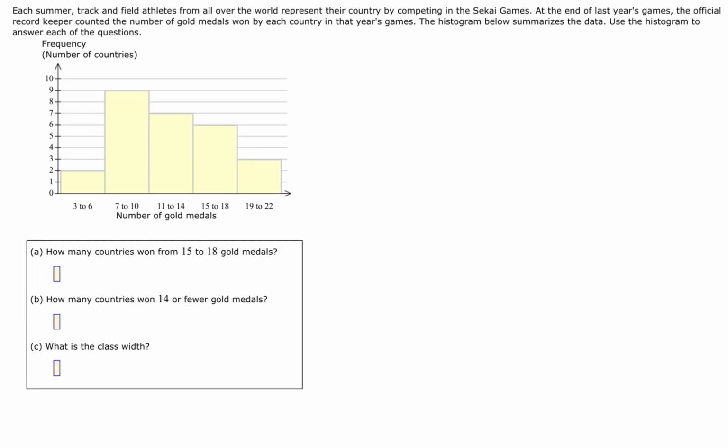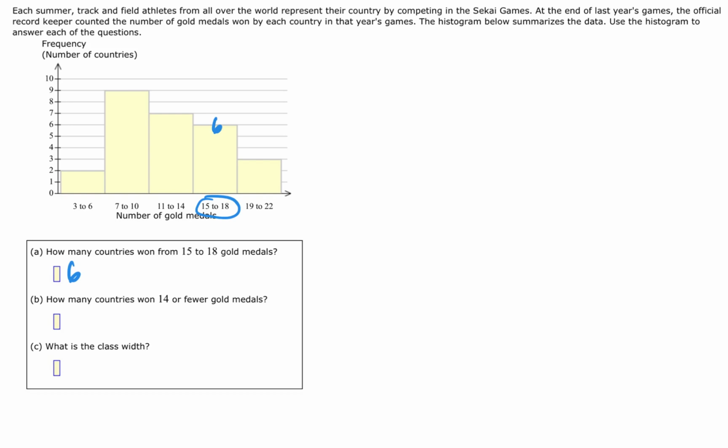This problem says each summer track and field athletes from all over the world represent their country by competing in the Sekai Games. At the end of last year's games, the official record keeper counted the number of gold medals won by each country in that year's games. The histogram below summarizes the data. Part A, how many countries won from 15 to 18 gold medals? So that would be this region right here, and it looks like that's 6 countries.